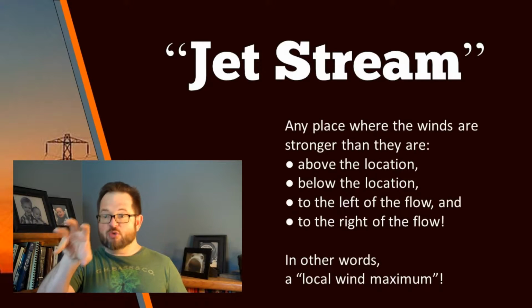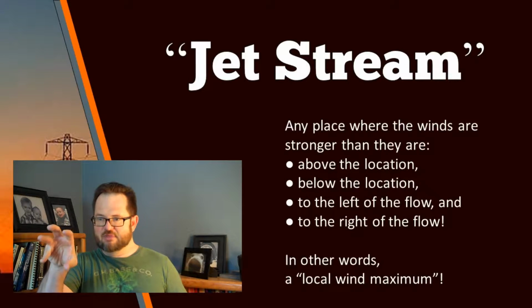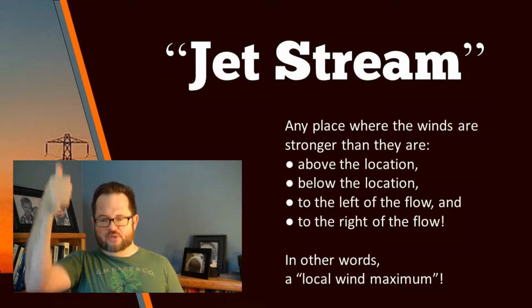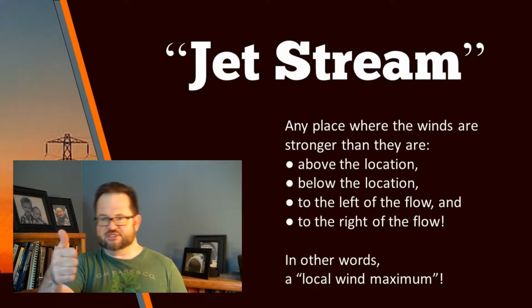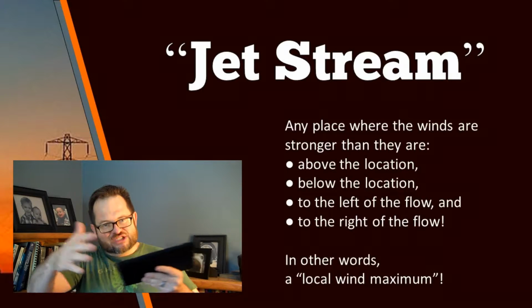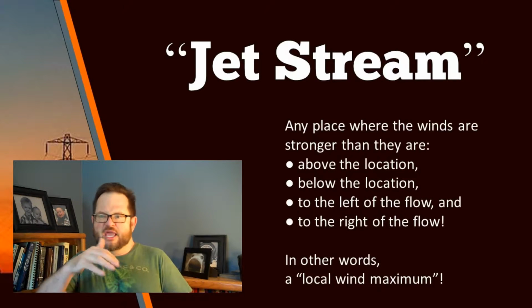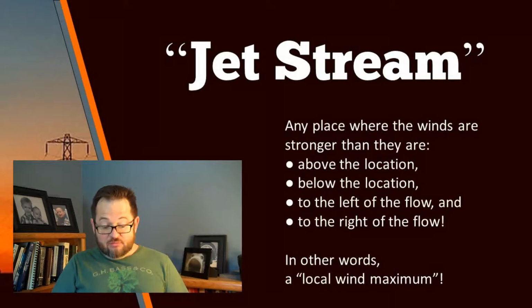So, these winds right here are a local wind maximum. If you went higher than that, you're in weaker winds. If you went lower than that, you're in weaker winds. If you went to the right of that, you're in weaker winds. If you went to the left of that, you're in weaker winds. So it's just an area, a channel, a path where the winds are moving faster.